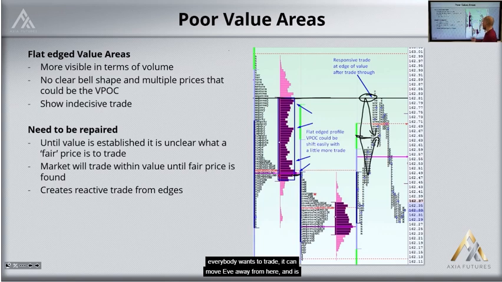Whereas trading where everybody wants to trade, it can move either way from here and is unlikely to be able to sustain a movement. So one, you put yourself in a situation where you don't know whether you're going to be right or wrong very easily. And two, even if you are right, you're not likely to be right for very long before the market comes straight back to you. And that's why you don't really want to be in the middle of a developing value area.